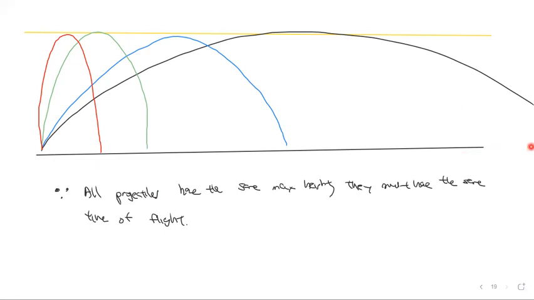But wouldn't the range be very different? The range will be different, but I didn't say anything about the range. I just said that if they're fired at the same time and reach the same max height, then they will land at the same time. I didn't say they'll land at the same spot, or that they have the same path. I simply said the time of flight would be the same. And that's something that will often be very helpful for a lot of questions that you'll be coming across.